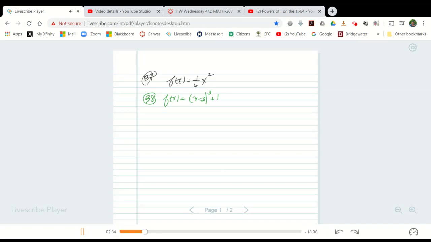Hit that caret, put a 3 in, and then plus 1. Just graph that. You can see it's letter C all day long, so not a problem there.